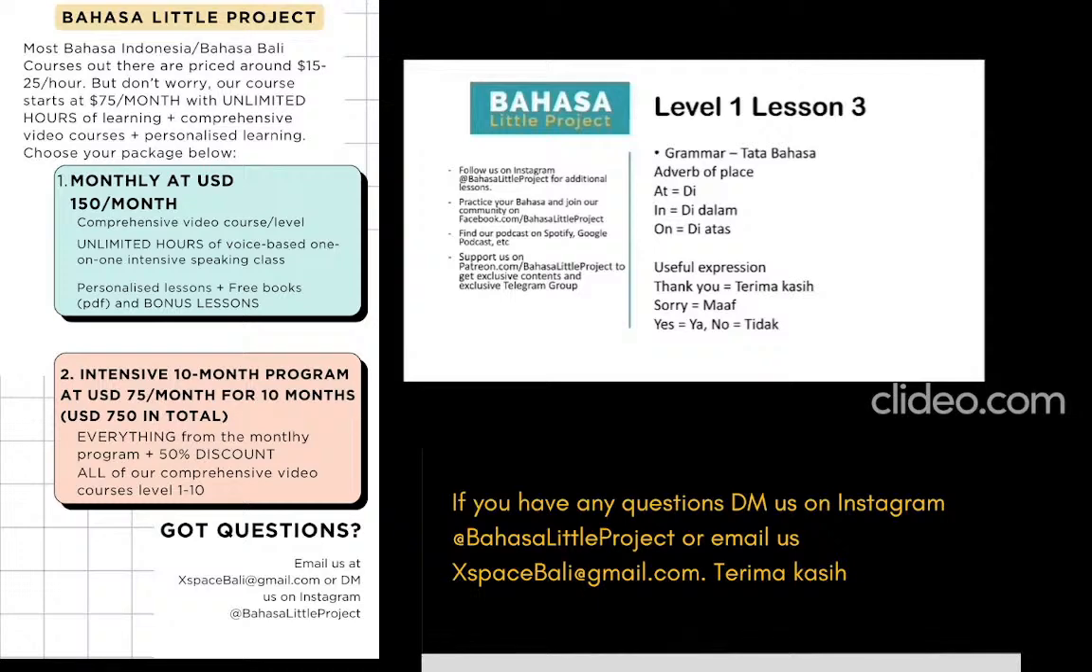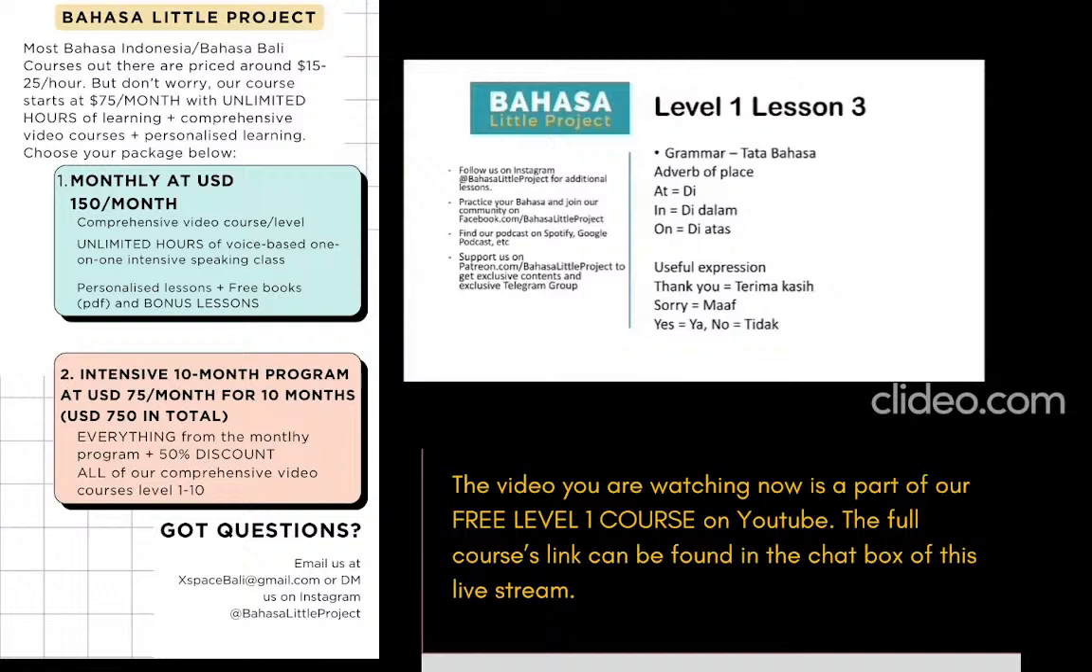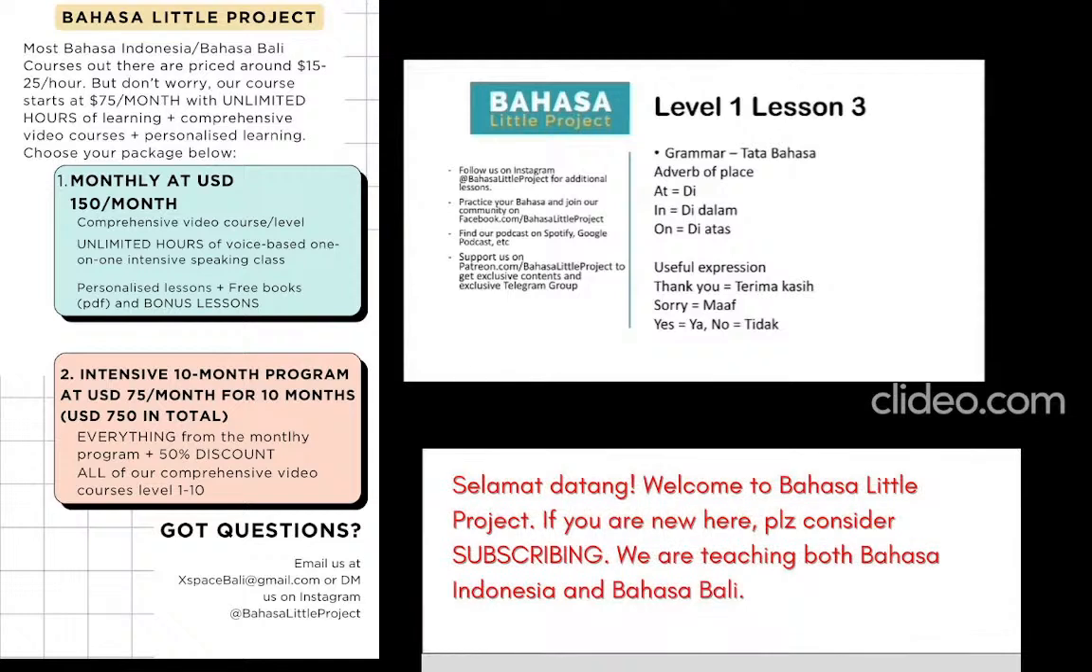It is terima kasih, and then sorry, maaf, and then we have also learned how we say yes in Bahasa, which is ya, similar to German, I believe, right? Ja. And then also how we say no in Bahasa, which is tidak. Okay, so those are the useful expressions that we learned today, and we have also learned di dalam and di atas for adverb of place.